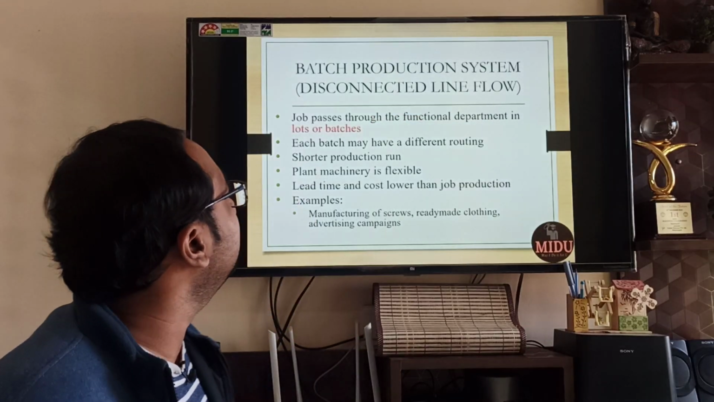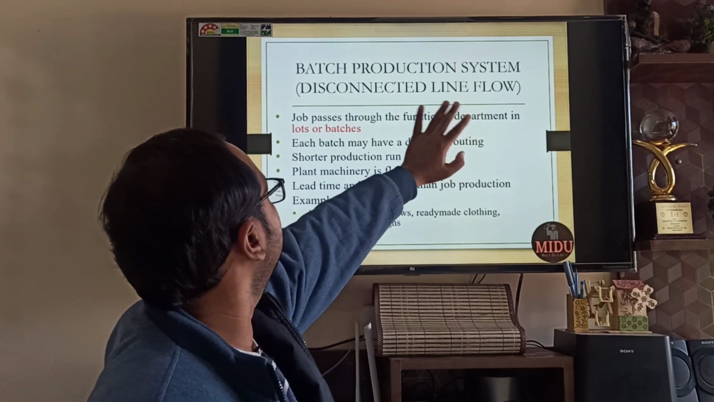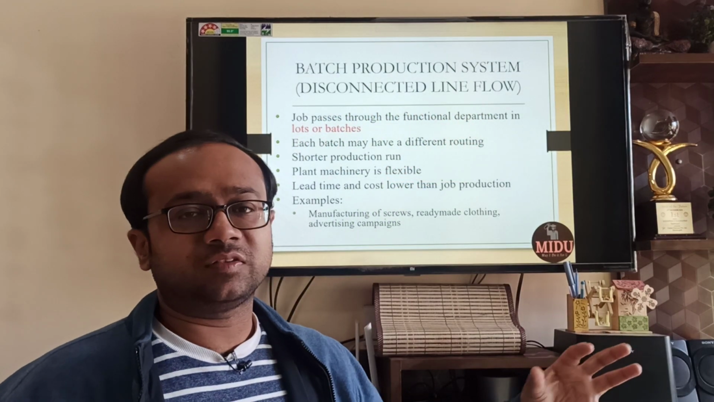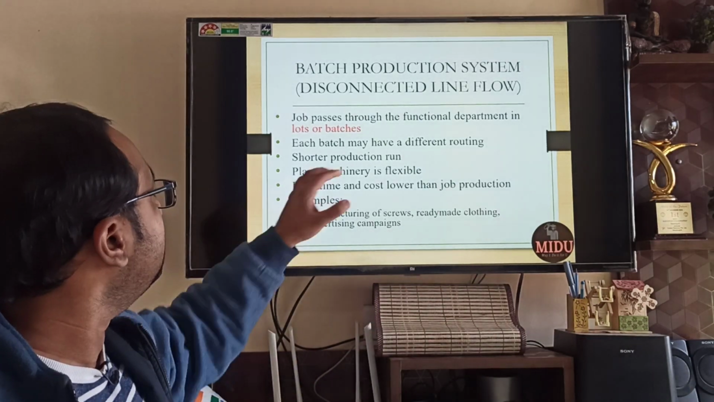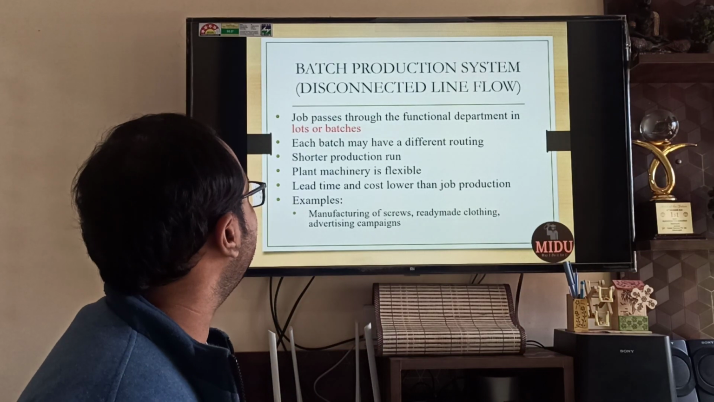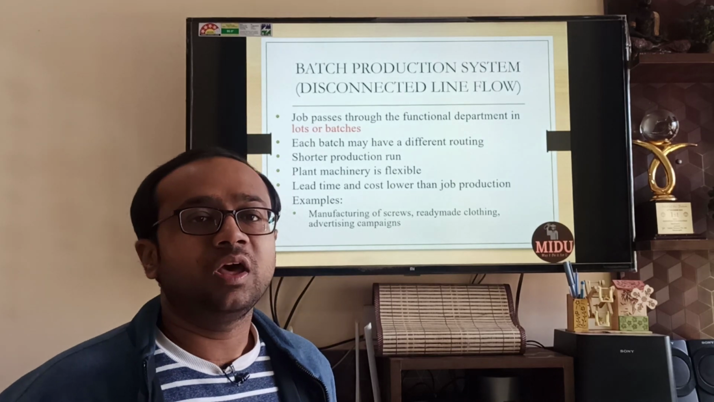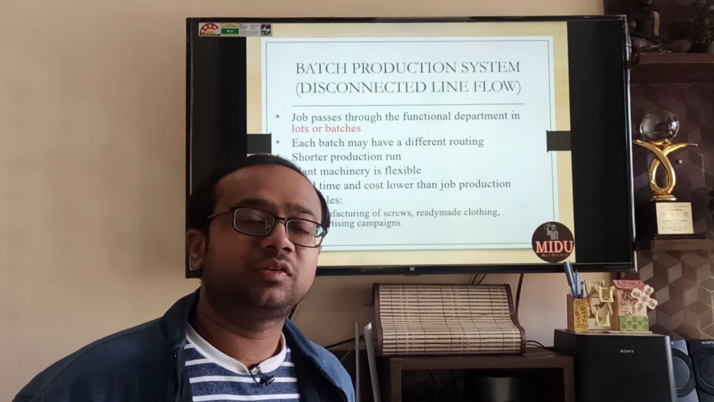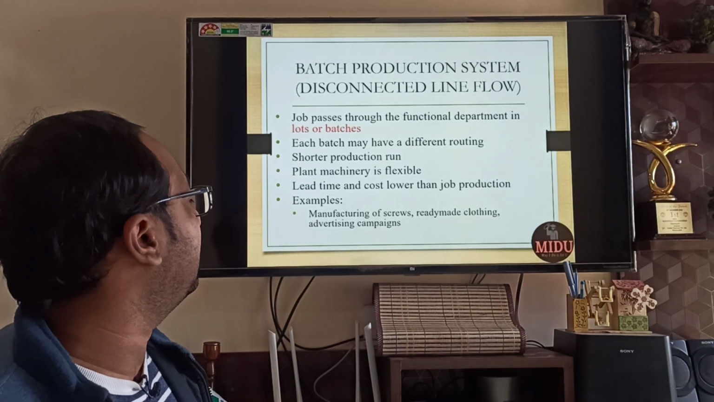Let us move to the second case, which is the batch production system, in which we have disconnected line flow. So the job passes through the functional departments in lots or batches. In different lots or batches, the job is passing. Each batch may have a different route. So the route might be different for different batches. In this case, the production run is shorter, because you will have different batches. It is not that the same kind of thing is made endlessly. So you need to definitely have a shorter production run.